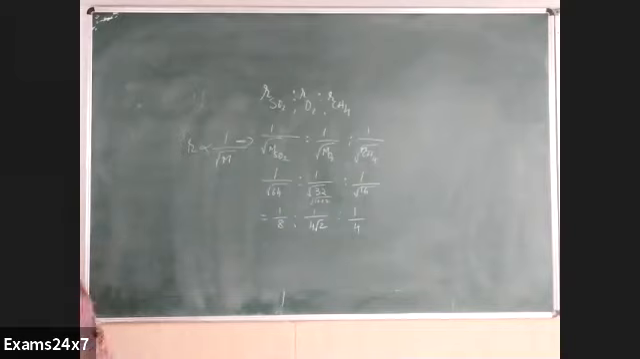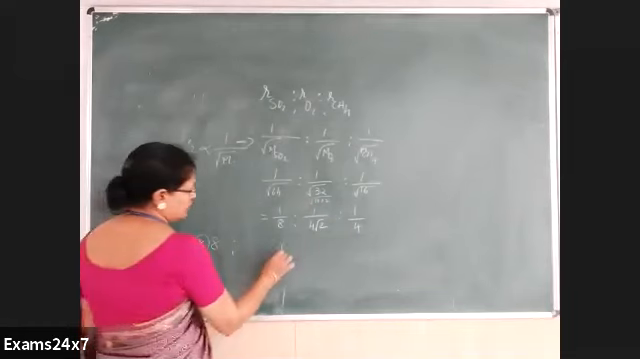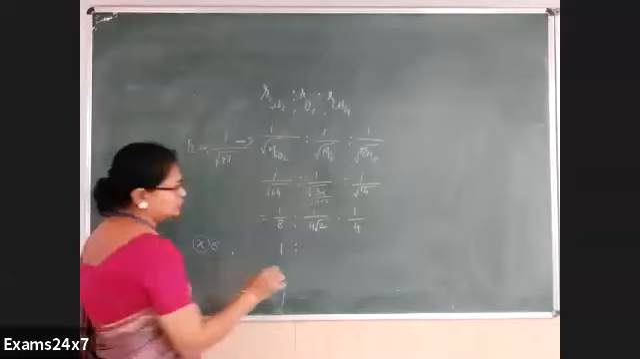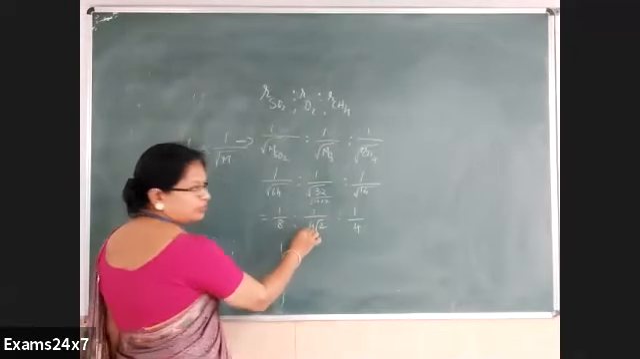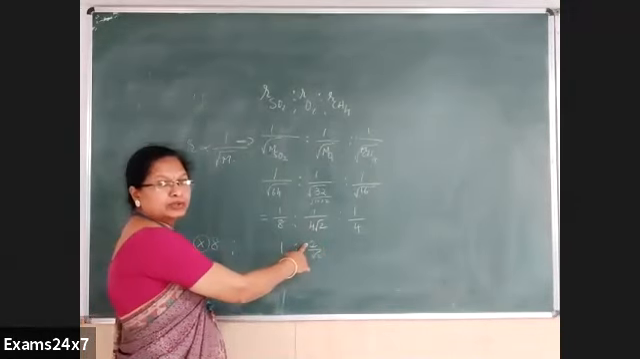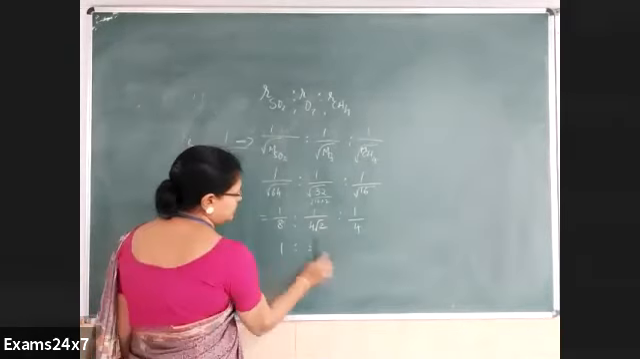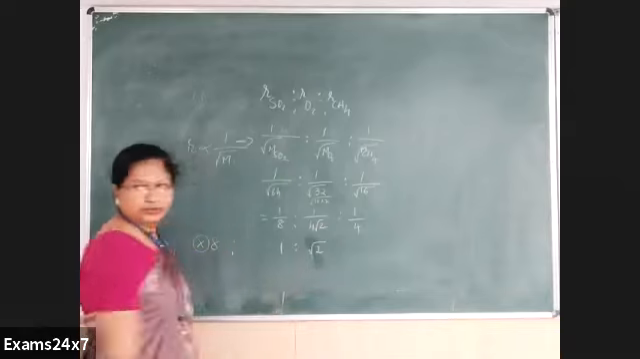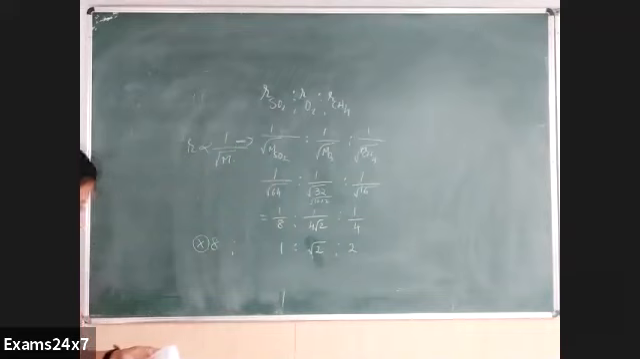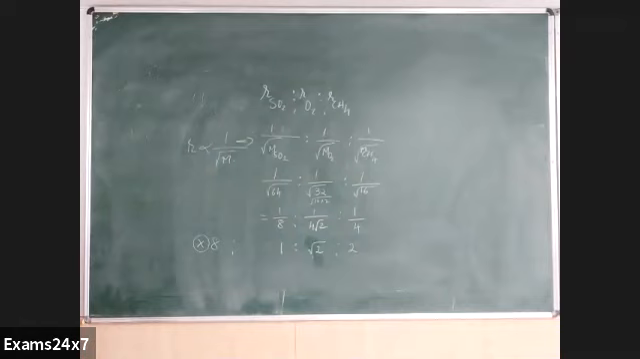Simplify this ratio. How to simplify? Multiply by 8. That makes it 1 is to 8 by 4 root 2, which is 2 by root 2. How much is 2? 2 can be written as root 2 into root 2. So this will be root 2, right? So I can say this as 1 is to root 2 is to 8 by 4, that is 2. We have that option, the first one. Got it?